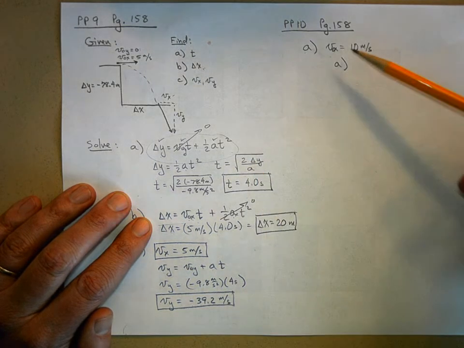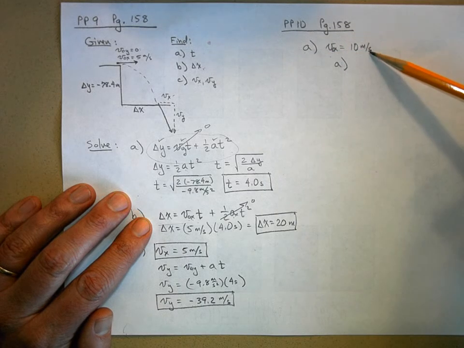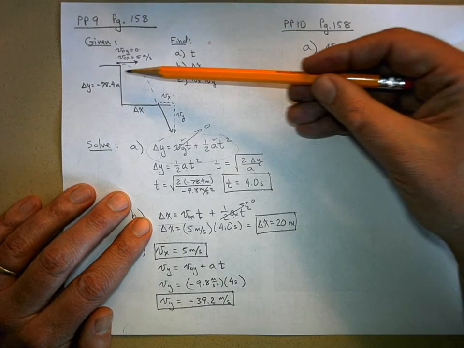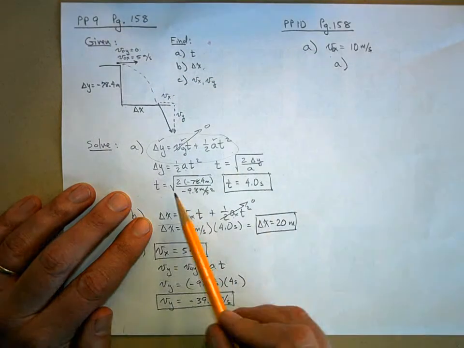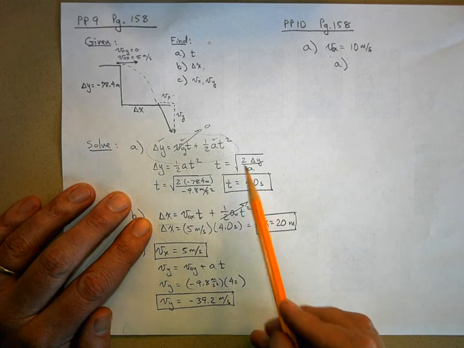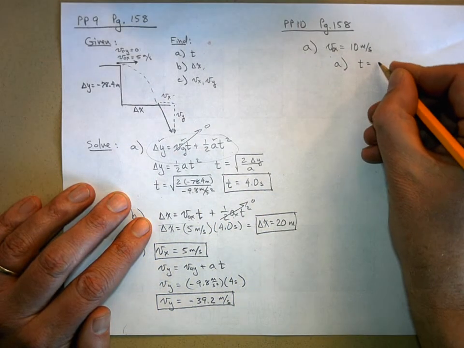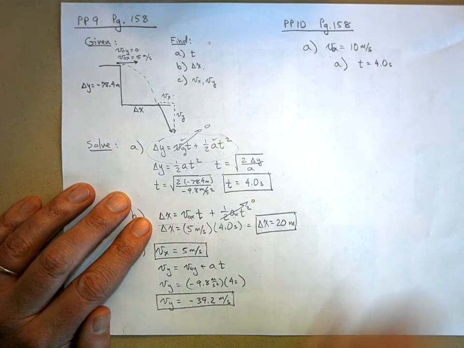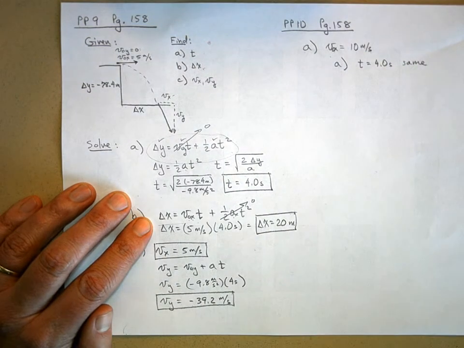The only thing we did in part A of practice problem 10 is we doubled the horizontal speed. We didn't change the height of the cliff. So what that means is that there's no change. So since there's no change, I'm not going to do all this over again. I'm just going to say t equals 4.0 seconds. It's the same as before.